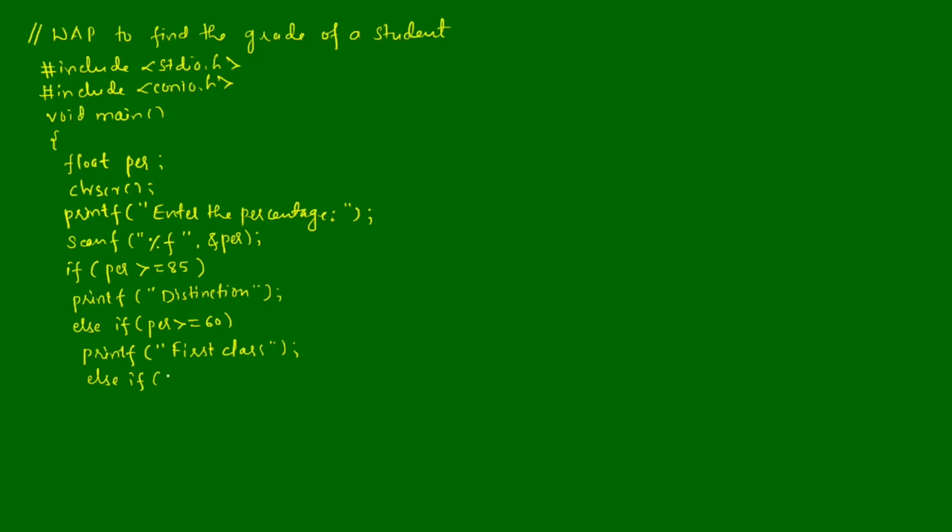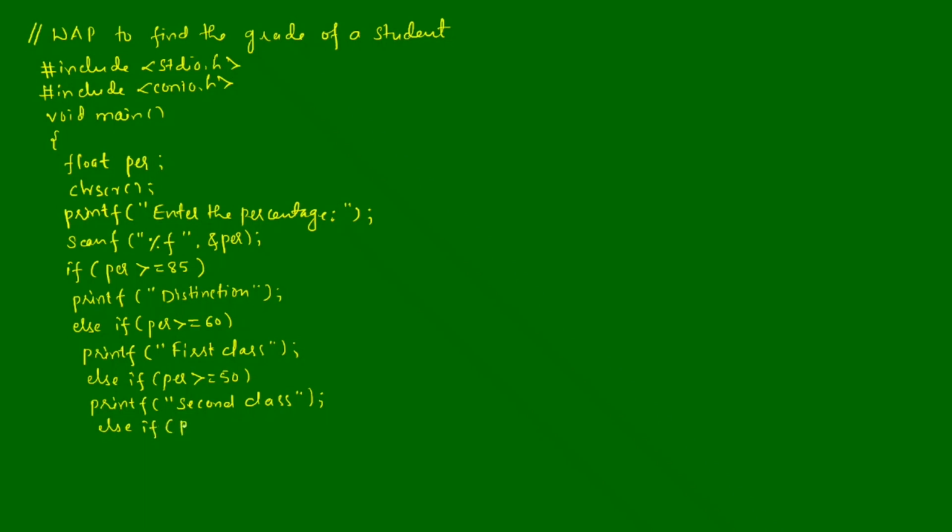Else if, is percentage greater than or equal to 50? If it is true, then we have to print second class using printf statement. In a double quotation mark, I'm going to write second class, end the double quotation mark and put semicolon. So next we'll check out the condition.